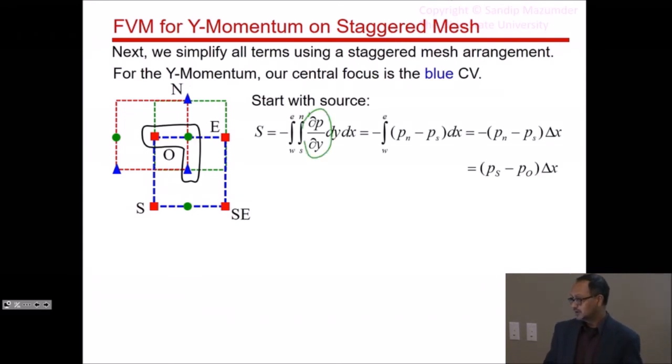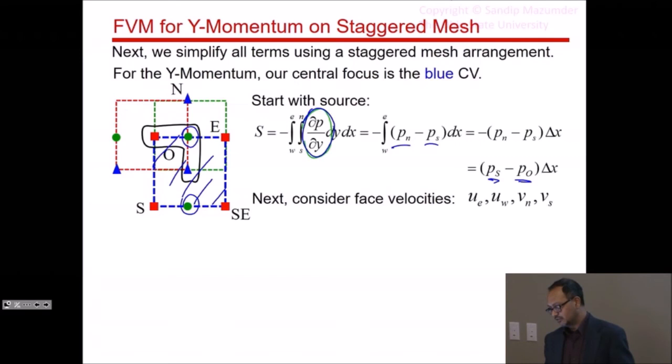And so we get P north minus P south, and notice that on this grid here, the northern face pressure is nothing but your P naught, and the southern face pressure is nothing but your P south. No interpolation necessary there. So that's what we have done there.